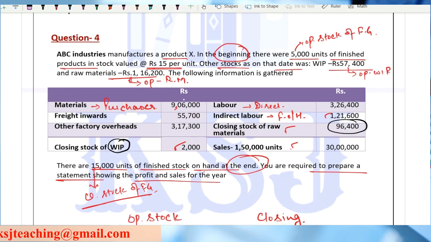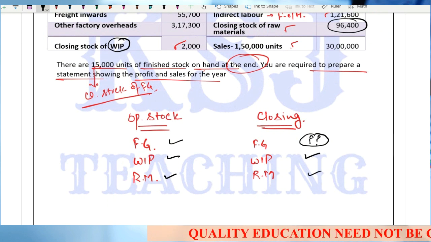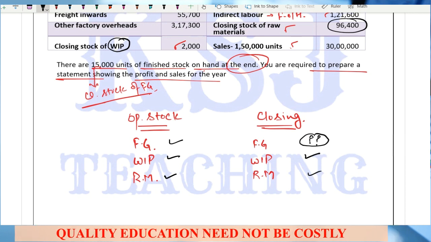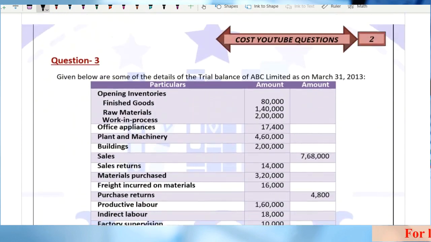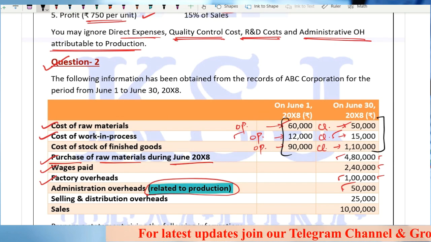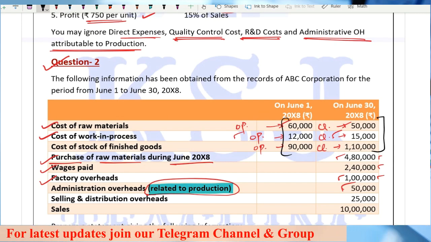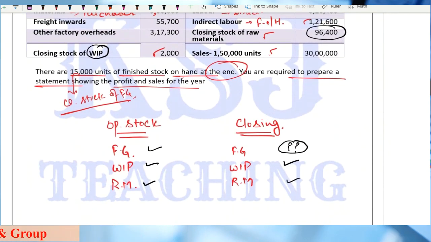Then, what to do? Now, this is the only point in this cost sheet that I wanted to discuss, that is how to calculate the closing stock of FG. See, the questions that we did in the last lecture, in the first question it was not there. In the second question, the opening and closing balances were given for all three items, for RM, WIP and finished goods. Now, this is a question where the closing value of finished goods is not known.